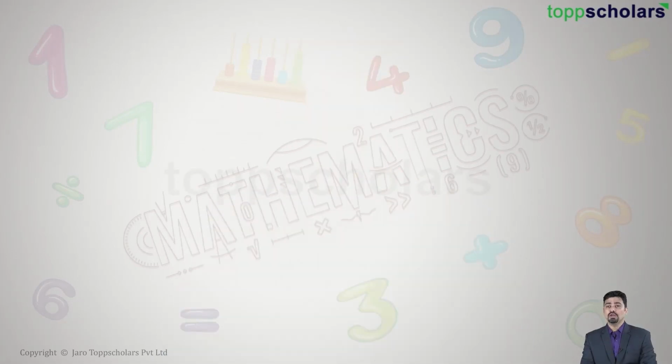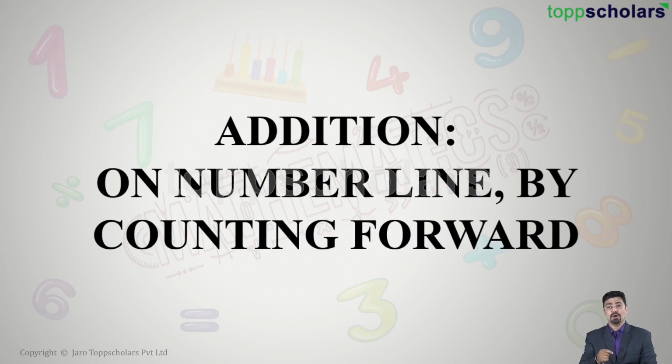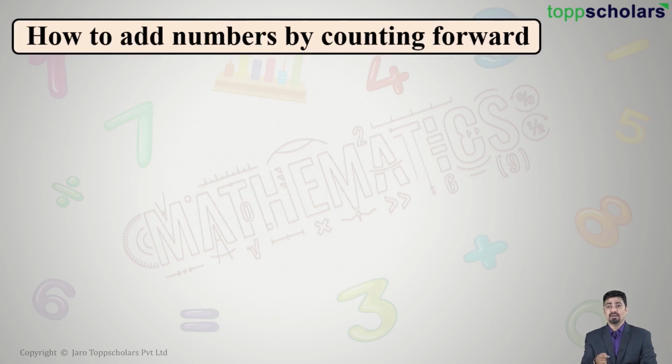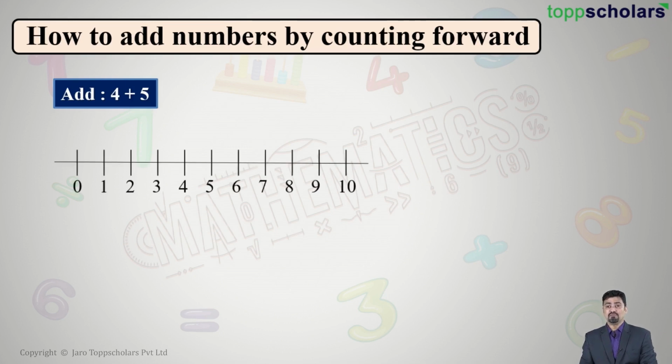Today we are going to study how to add on the number line by counting forward. How to add numbers by counting forward. So we have to add, for example, 4 plus 5. Now let us write this 4 and 5 on a number line.